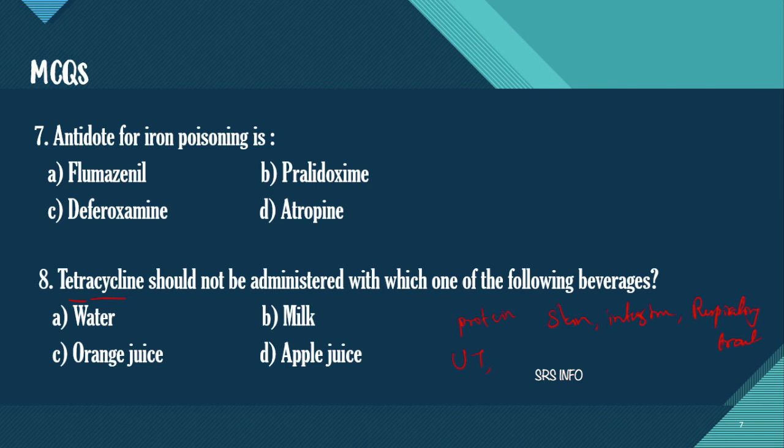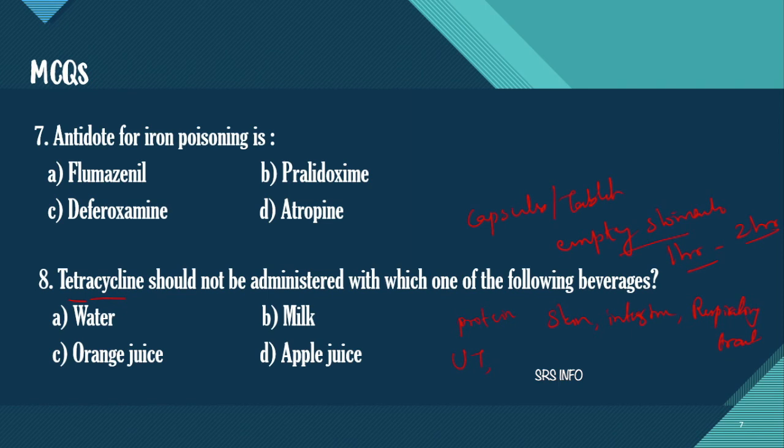The points which we have to take care during the administration of tetracycline is that it is administered in the form of tablet or capsules. Okay, it should be taken empty stomach. Empty stomach means 1 hour before or 2 hours after meals. This is the standard condition of empty stomach. Okay. And it has to be taken with a full glass of water, not with less water.